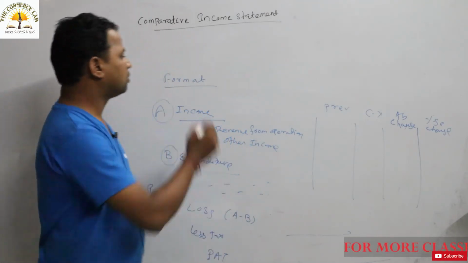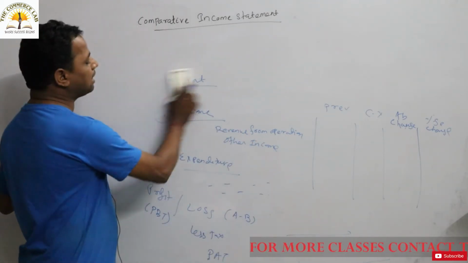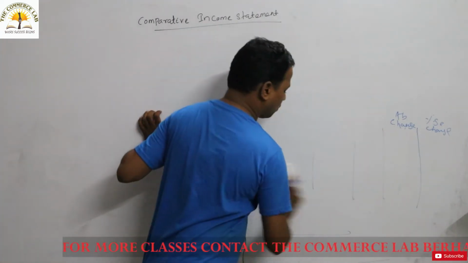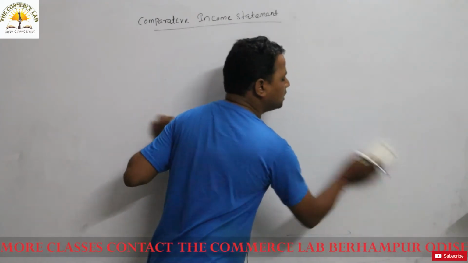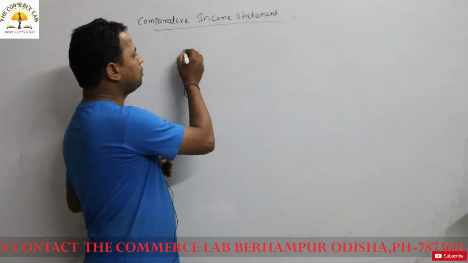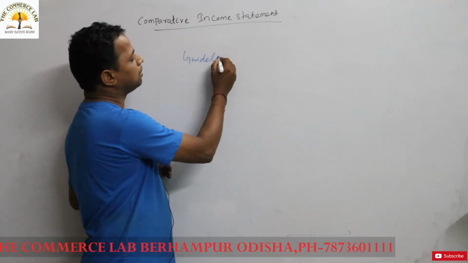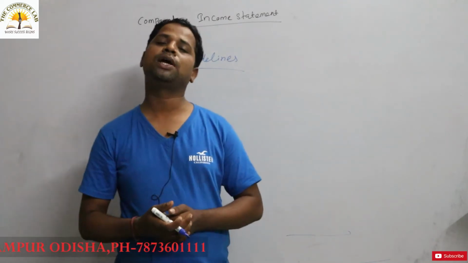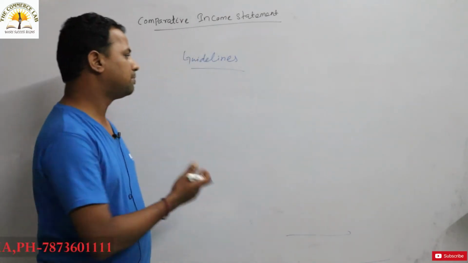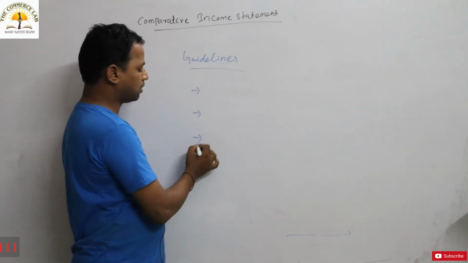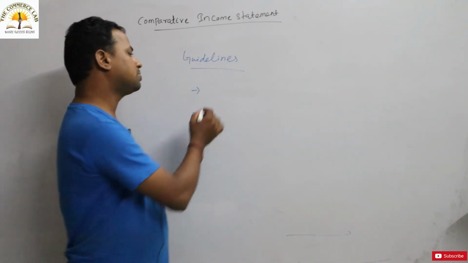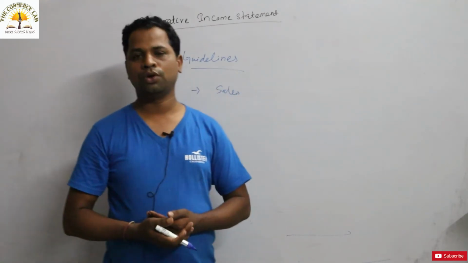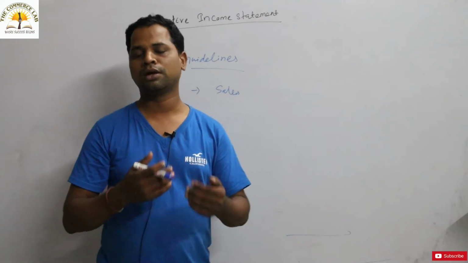Okay. So what guidelines do you have to know, or in what way do you have to interpret the result? The main thing is that you have to interpret the result. There are different guidelines for interpreting the result of the income statement. We'll discuss them one after another. So what are the different guidelines? Suppose sales. Okay. If you're selling something, some income is generated.